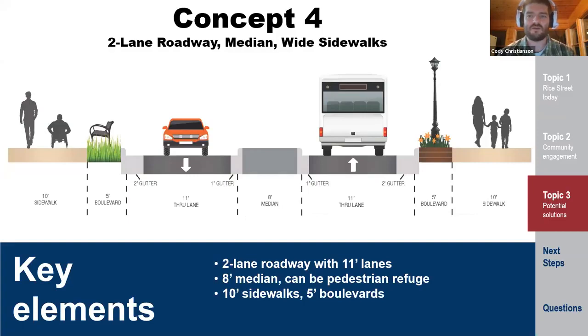So now we're changing up our roadway a little bit. For this one, we're looking at a two-lane roadway. So we've lost that center turn lane, and in its place we have an 8-foot median that can serve as a pedestrian refuge at some intersections where that would be welcomed. Then we have a wide 10-foot sidewalk on either side of the road with our 5-foot boulevards.